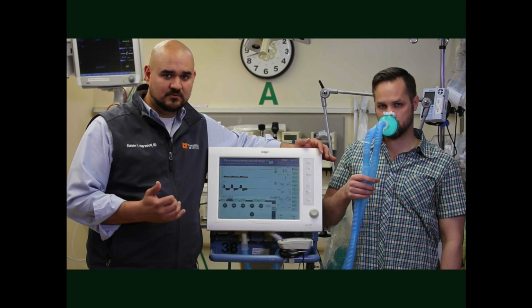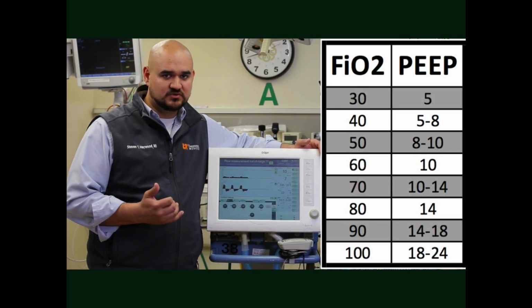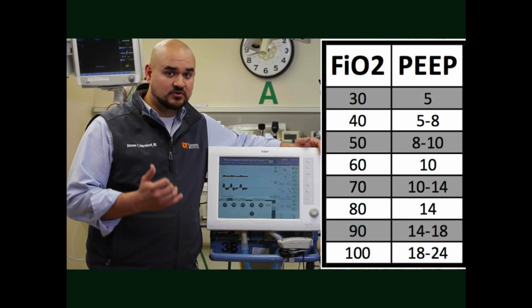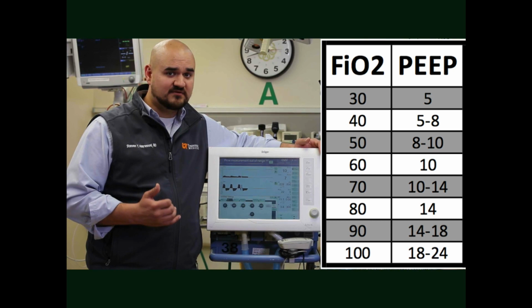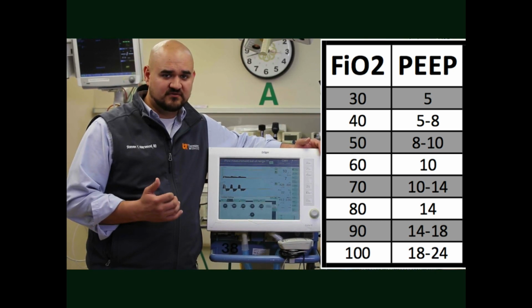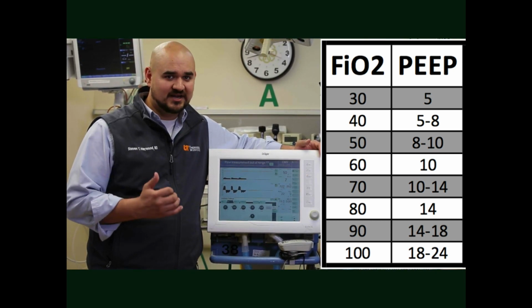You've got to have a PEEP table. This is straight out of ARDSnet from 2000. As you go up on FiO2, go up on PEEP. If you find yourself on 100% FiO2 and 5 of PEEP, you're wrong. You've got to go up on PEEP.